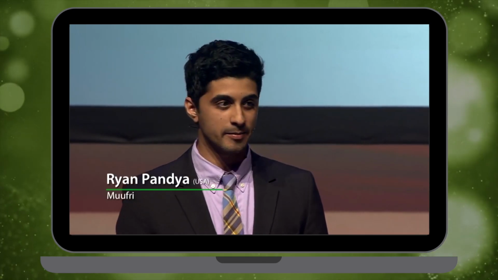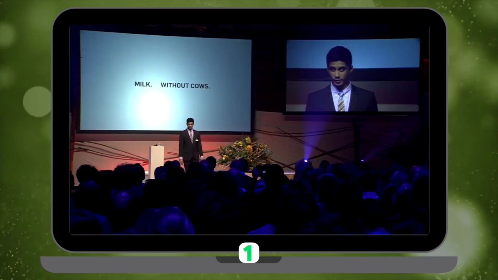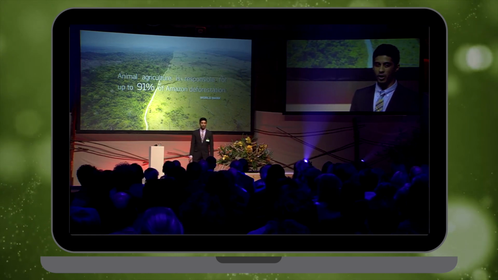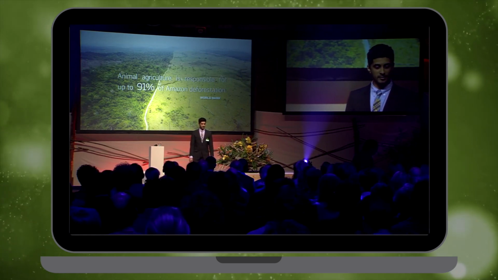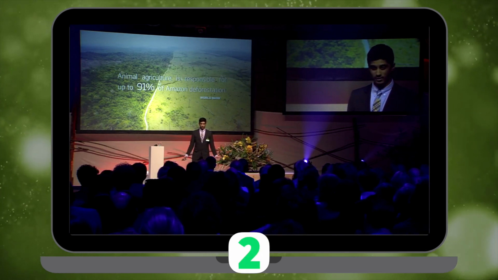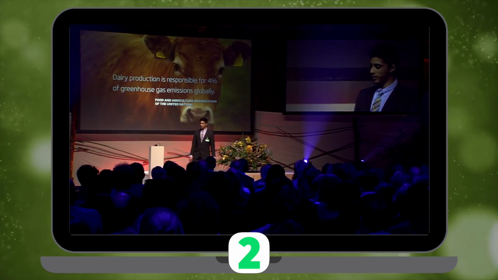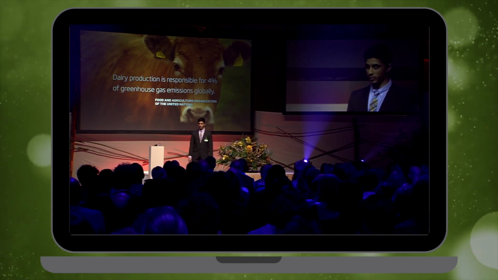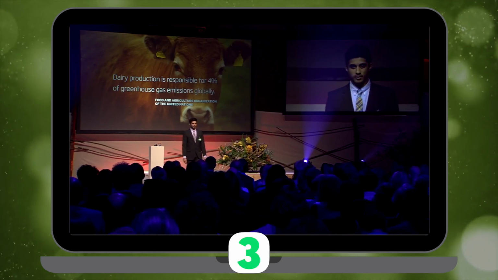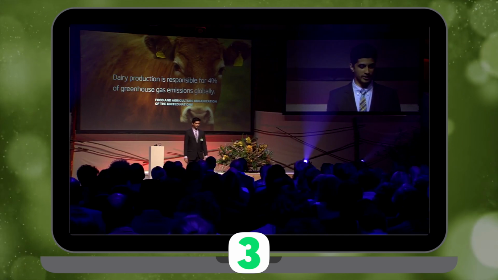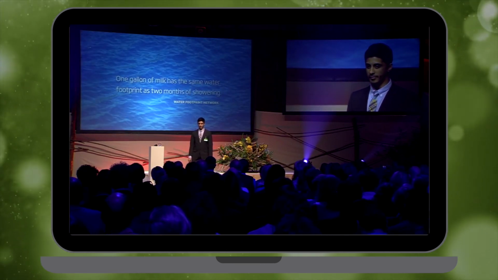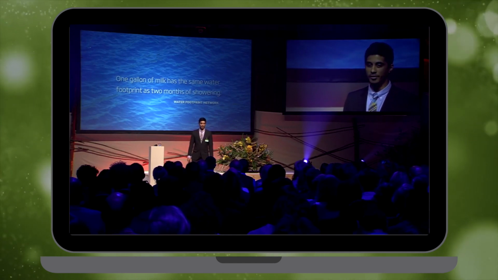And it's vitally important for 3 reasons. First, deforestation. Animal agriculture is responsible for almost all the degradation of the Amazon. Second, greenhouse gas emissions. Dairy alone is responsible for 4% of anthropogenic greenhouse gas emissions globally. And third, coming from drought-stricken California, water. The water footprint of a single gallon of milk is equivalent to taking a 2-month-long shower.